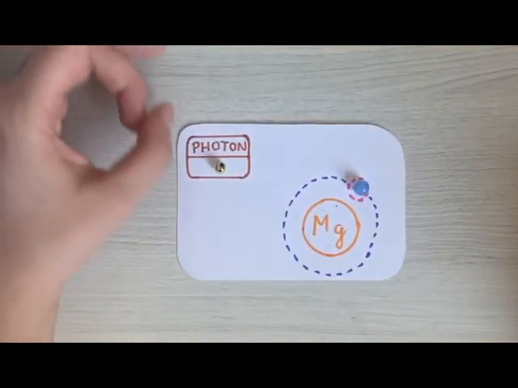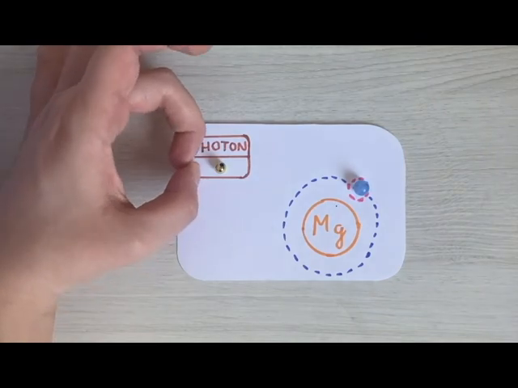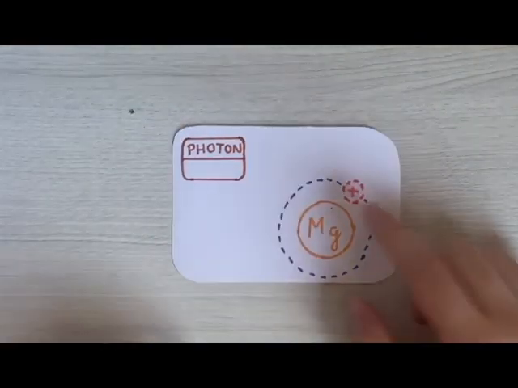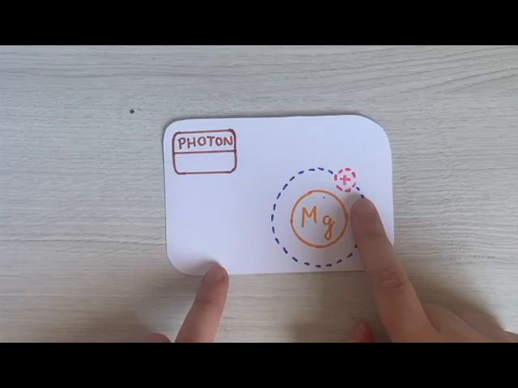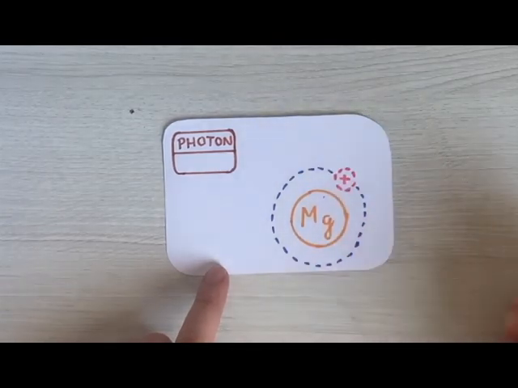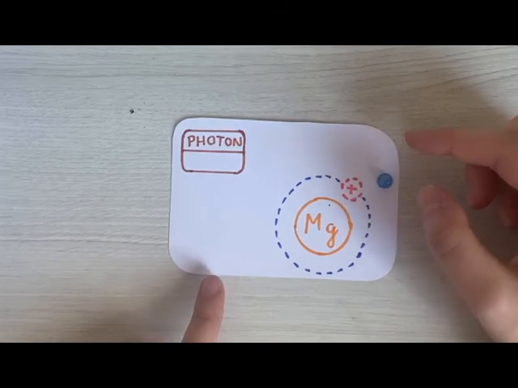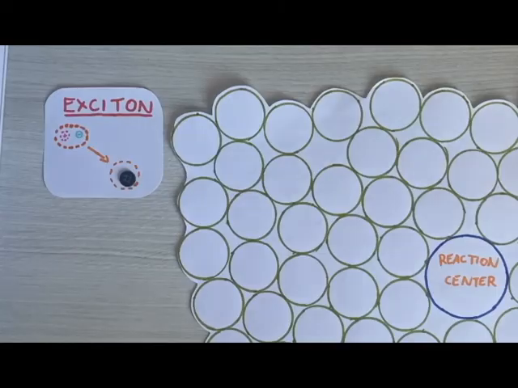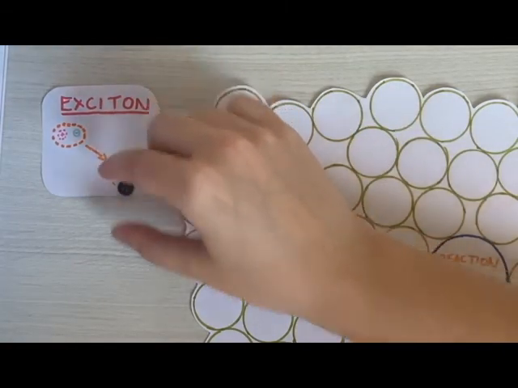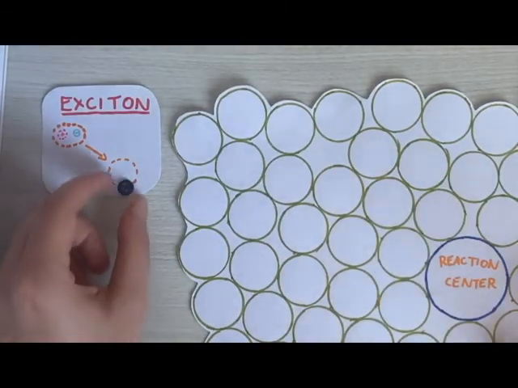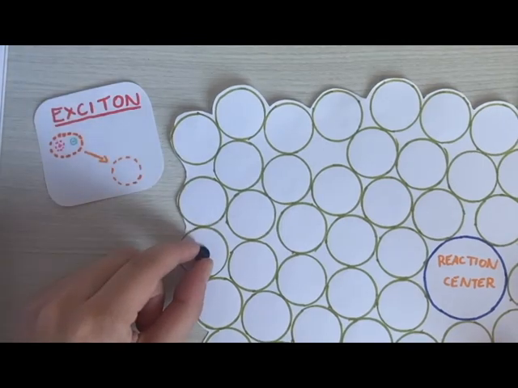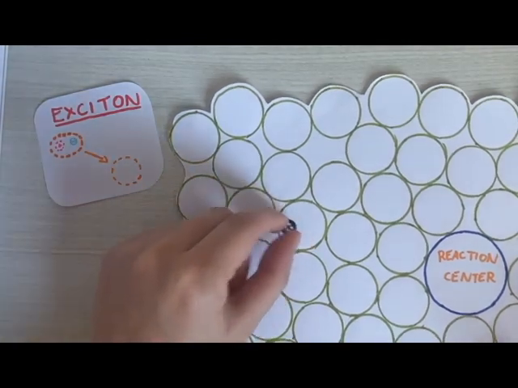So, when light hits the atom, the photons take the electron off, and the hole in which it used to be behaves as if it was a positive charge. Now this hole and this electron form what we call an exciton. Now, in order to complete the reaction, the exciton needs to get to the reaction center, and it does it by jumping from one molecule to another.